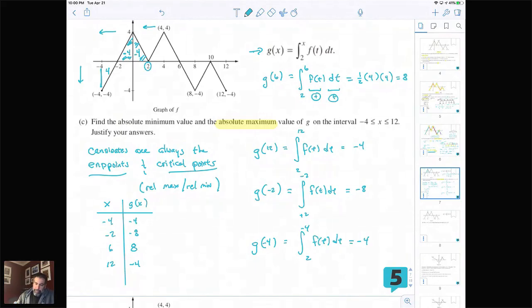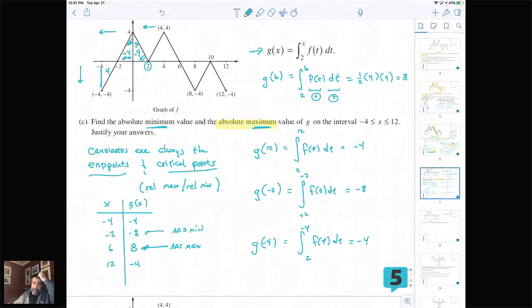Once you fill out this table, they've asked me for the absolute minimum value. All I've got to do is just look at the table and pick which answer gives me the absolute minimum. And they actually ask for both absolute minimum and absolute maximum. So when I look at this, the absolute maximum value is 8. That's the absolute max. The absolute minimum value is, it doesn't matter if you choose it here or here. Oh, I'm sorry, neither of those are the absolute minimum, my mistake. The absolute minimum value is here at -8.